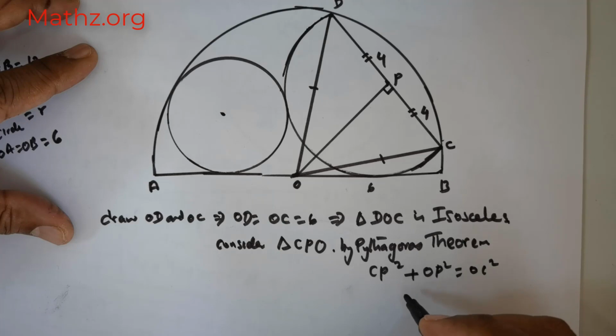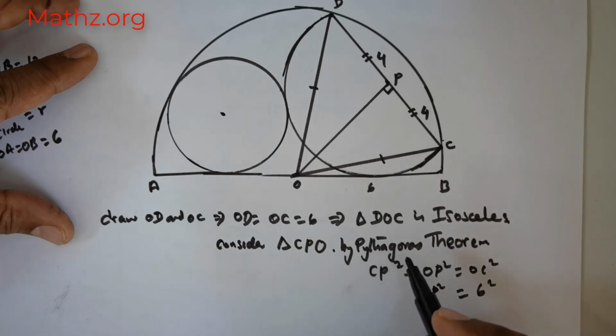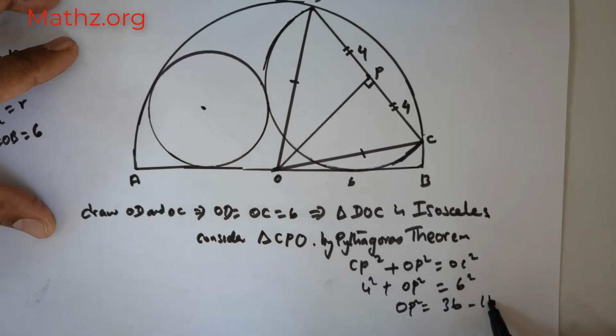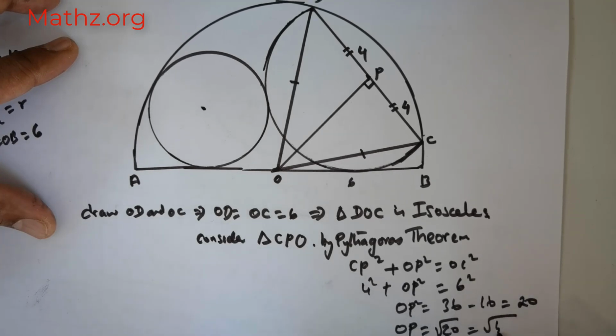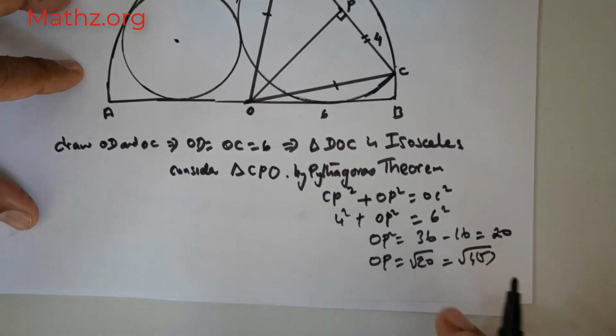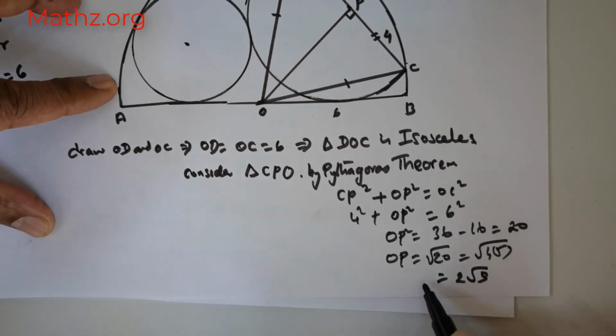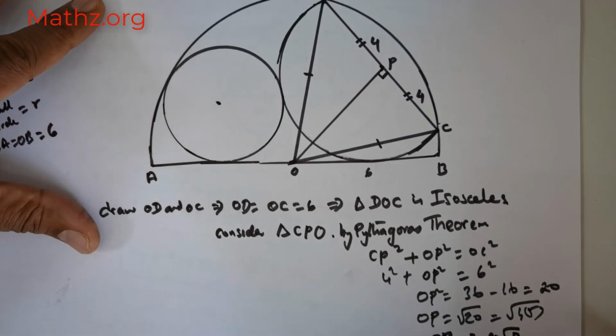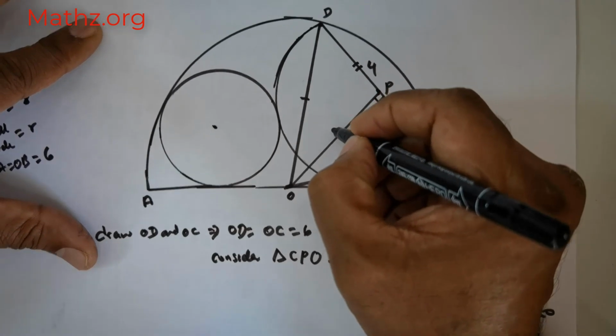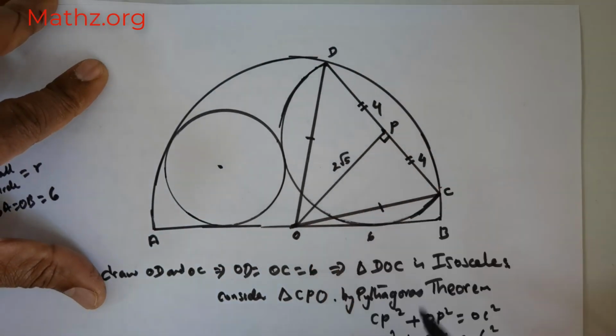Now, do I have OP squared? No, I don't have OP squared. I just take it as OP squared. Do I have CP squared? OC squared? OC squared is 6 squared. CP squared? 4 squared. So OP squared is equal to 36 minus 16, which is 20. So OP is equal to root of 20, which is nothing but root of 4 into 5, which is equal to 2 times root of 5. This is my OP. So I've got OP. So let me write that down. 2 times root of 5 is OP.